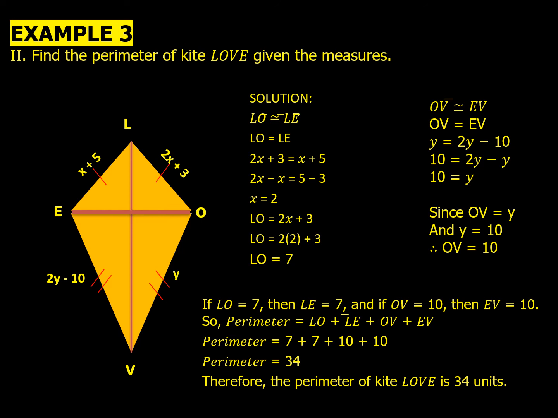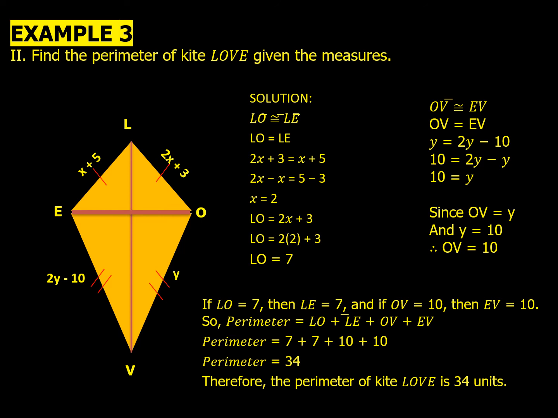Since 2y is on the right, it is more appropriate to transpose y to the right so that the variable is positive. Transposing y to the right side, we have 2y minus y, and that is equal to y. Transposing negative 10 to the left side, it becomes positive 10. Therefore, y is equal to 10 units. Since OV is equal to y, OV is also equal to 10 units.